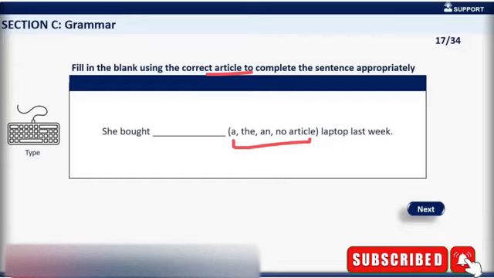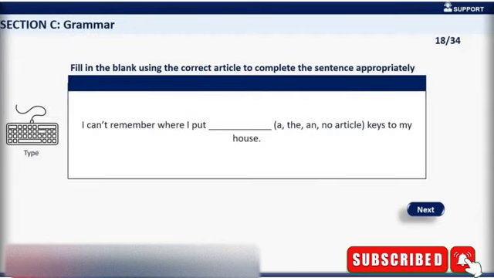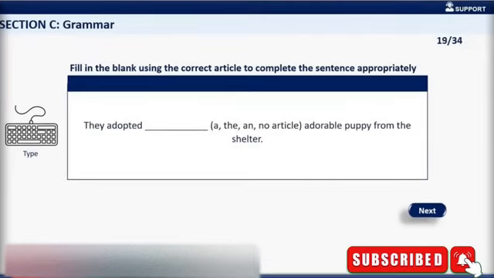The question is, she bought dash laptop last week. The correct answer is, she bought a laptop. Next question is, I can't remember where I put dash keys to my house. The correct answer in this case is going to be, I can't remember where I put the keys. Let's move on to the next question now. They adopted dash adorable puppy from the shelter. The correct answer is going to be an adorable, because here we are using a vowel. So they adopted an adorable puppy from the shelter.